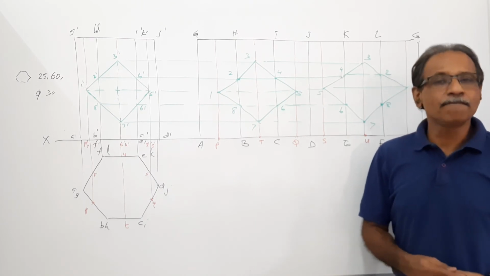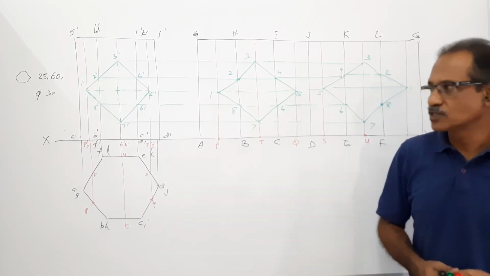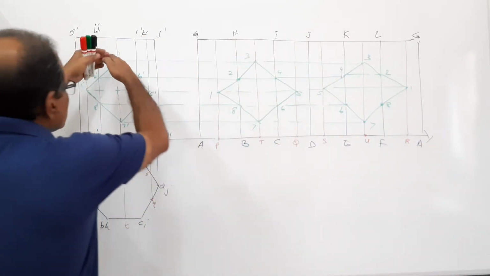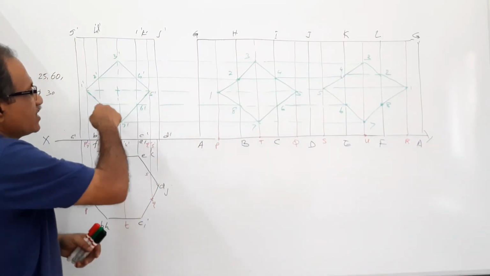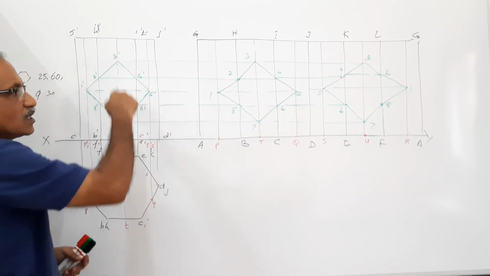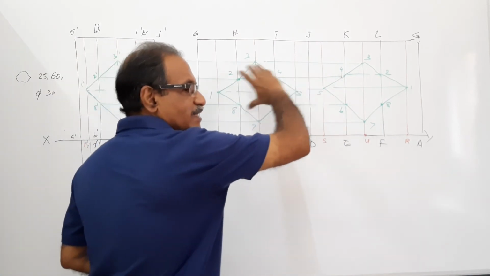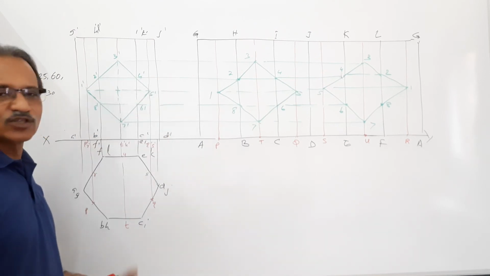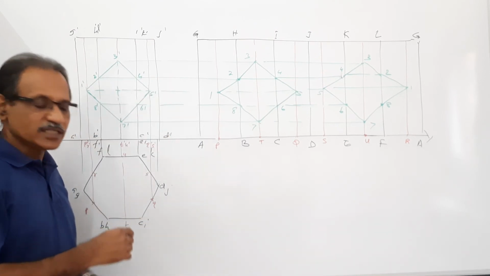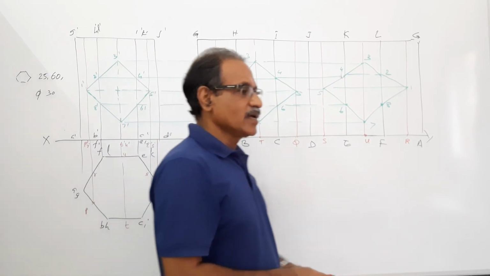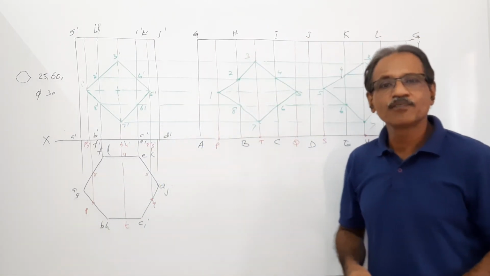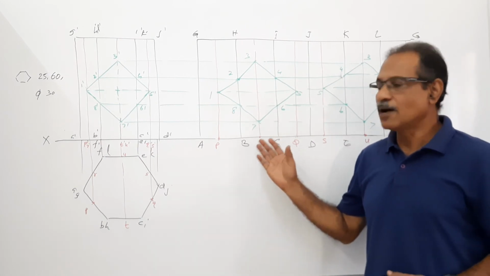Similar holes can come on various prisms. If this hole is not like this but like this, the development will be a rectangle. The hole in the development will be rectangular-ish, isn't it? Very simple thing. Such questions we don't expect. This is the commonly seen question. I hope you understand.